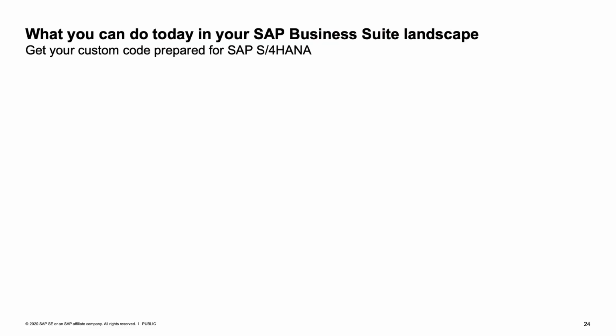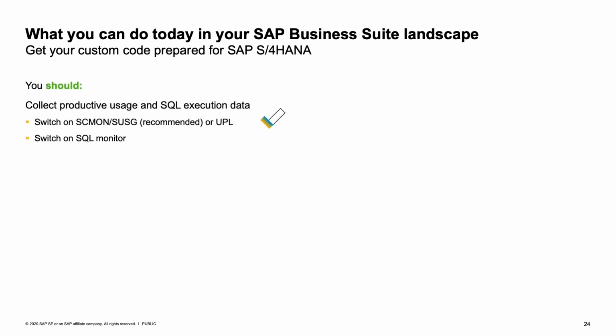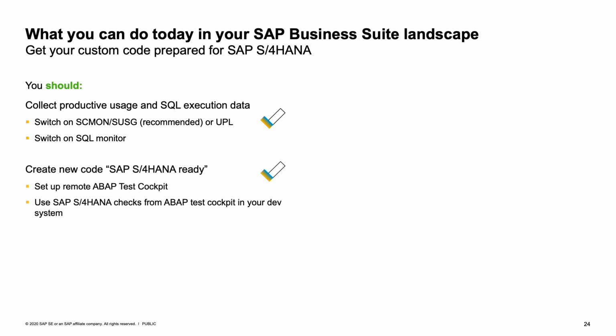What you can do today in your SAP Business Suite landscape, if you want to get your custom code prepared for the SAP S4HANA, you should try to turn on the usage statistic using ABAP Call Monitor and SUCG to collect the usage data for your custom code. And if you're already on SAP HANA database, then we recommend to switch on the SQL Monitor.